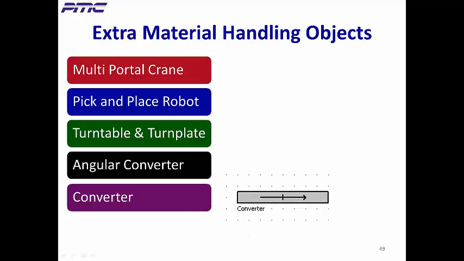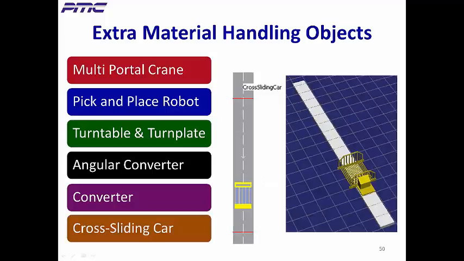The converter is yet another unique object. The part either passes straight through in the conveying direction or is, for example, lifted onto a laterally moving transport level, then conveyed laterally to the left or right. The cross-sliding car is mainly used for moving parts from one conveyor to another. Parts enter from left or right, then move across an aisle, for example, and then exit on the left or right. Our next demo video will quickly show you several of these objects in action.